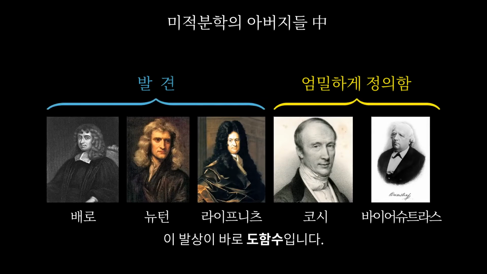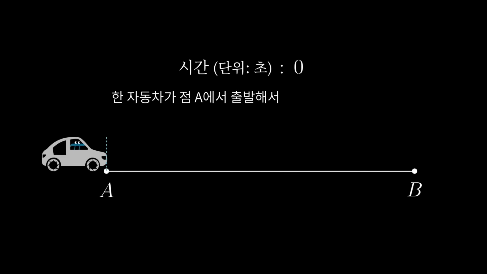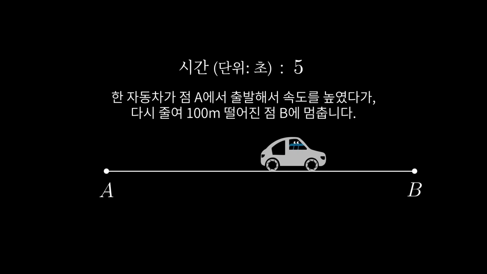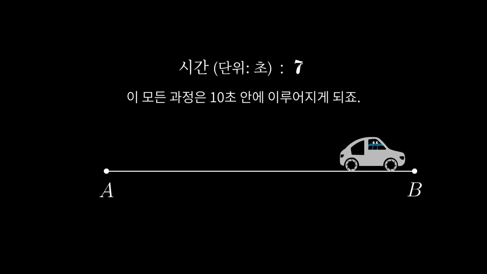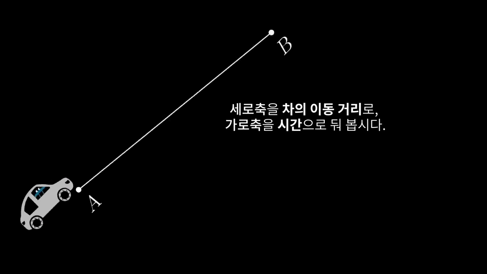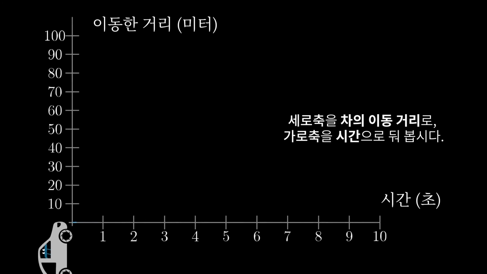As our central example, I want you to imagine a car that starts at some point A, speeds up, and then slows down to a stop at some point B 100 meters away. And let's say it all happens over the course of 10 seconds. That's the setup to have in mind as we lay out what the derivative is. We could graph this motion, letting the vertical axis represent the distance traveled and the horizontal axis represent time.